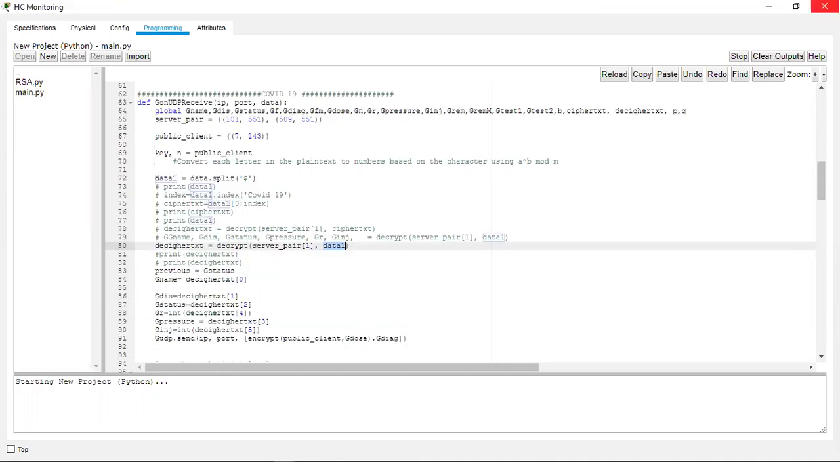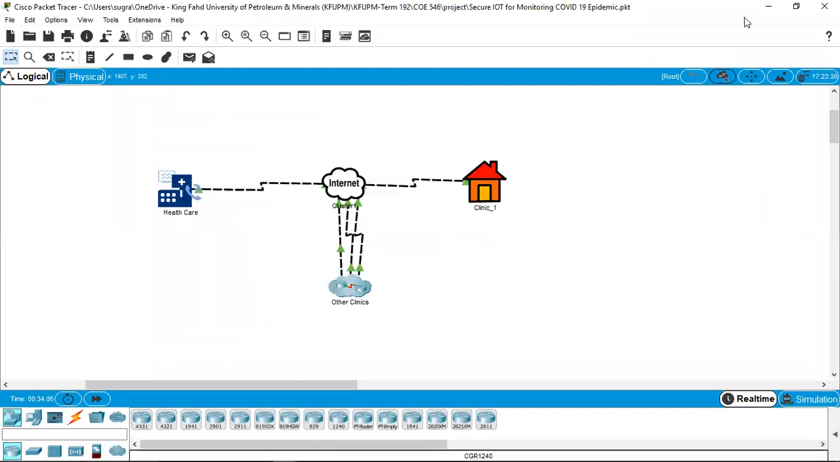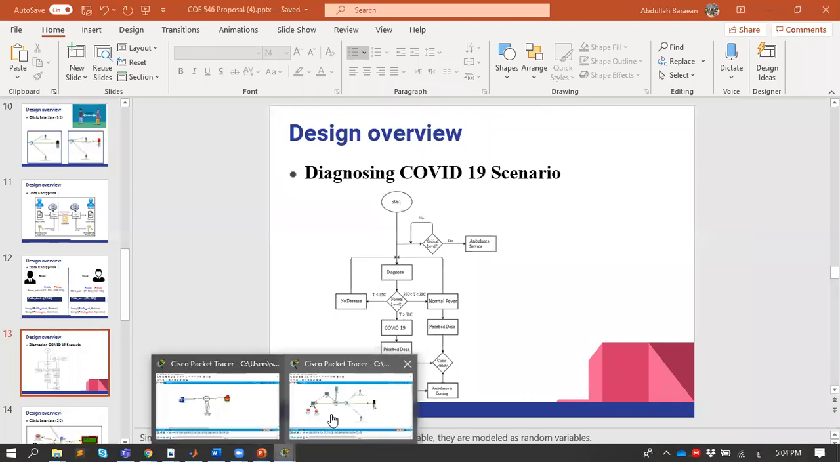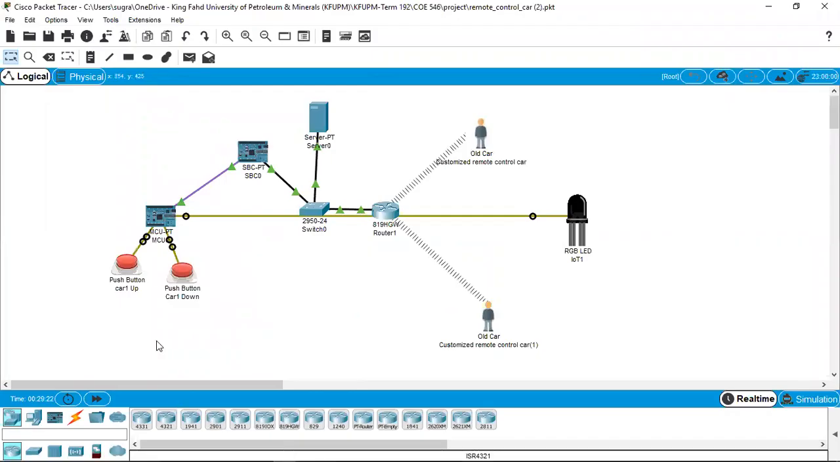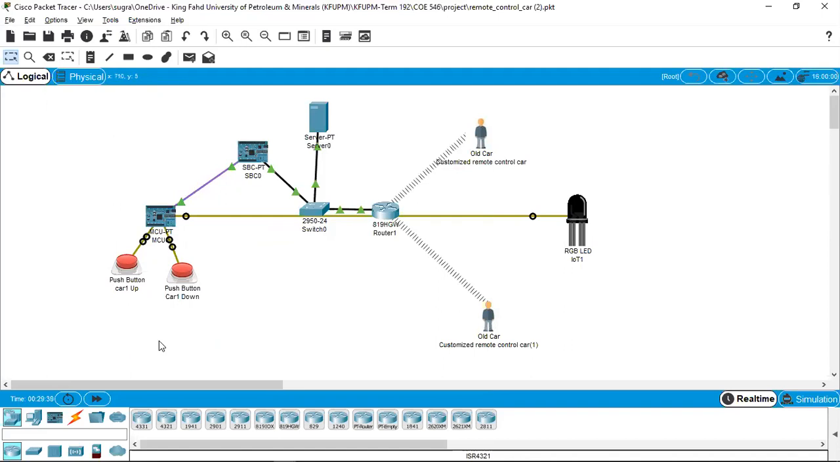Now let's move to the simulation of the 2 meters between two patients. In this Packet Tracer, we have simulated the entering, for example, this is the previous one who was already in the clinic, and this is a new one coming to the clinic. This incoming patient has to keep a distance between him and the second one. It has to be 2 meters.